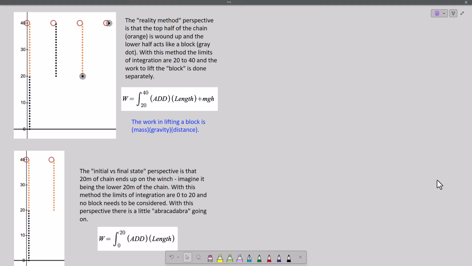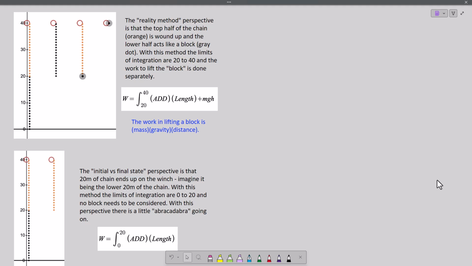This is interesting. These orange dots up here represent the physical links of chain that are going to be cranked up to the top. So here is the initial state of the long chain hanging, and when you roll it up 20 meters, it's going to look like that. These links are just hanging, and when you pull up half of the chain, those links are still hanging. So that's what it looks like in reality.